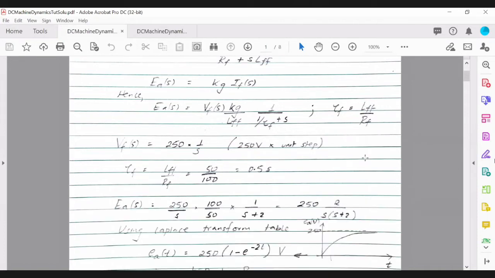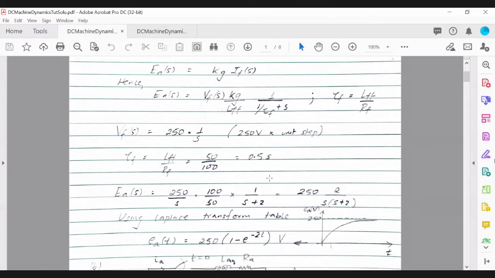So this is your equation for the armature voltage. As we said, at time t equals 0, we are applying a step input to the field winding. So VFS is equal to 250 times 1 over S, and that's the voltage that's going to be applied to the field winding. And we can also work out the time constant of the field winding, the ratio of LF over RF.